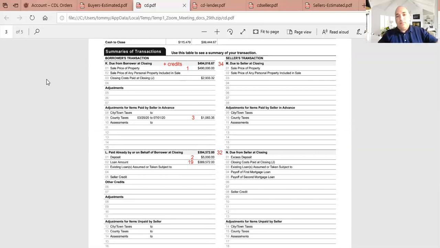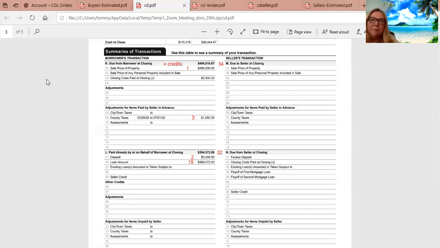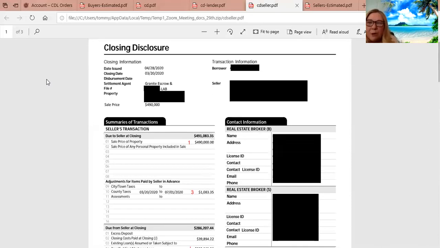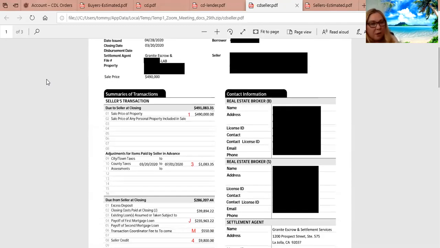Okay, so go to the CD for the seller, and then we'll look at the seller's estimate. Now, the CD for the seller, the reason you won't get questions on this is because we don't send this out until the end. So they don't usually see it until we're closing. The only thing we send them 90% of the time is the seller's estimate, so it's easy for them to read. But I just wanted to show you that these numbers are the same.